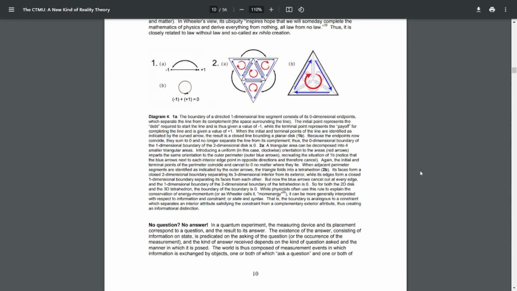Let me reread that one more time. Momentum energy can also, I'm kind of adding a word, be more generally interpreted with respect to information and constraint, or state and syntax. That is, the boundary is analogous to a constraint which separates an interior attribute satisfying the constraint from a complementary exterior attribute, thus creating an informational distinction.